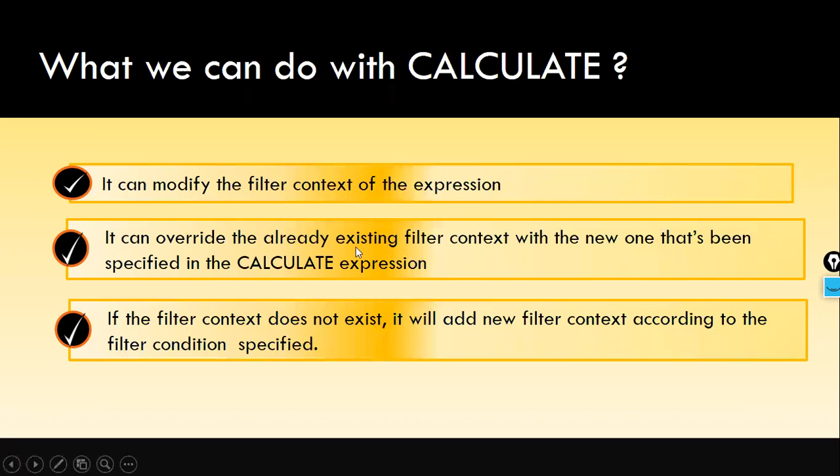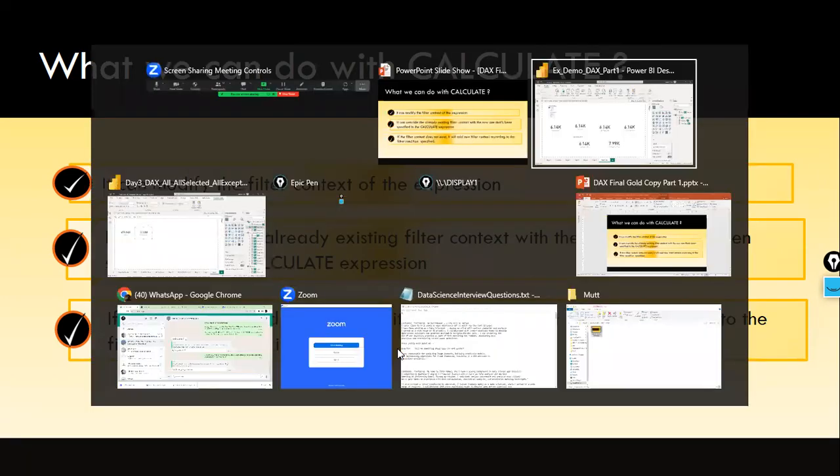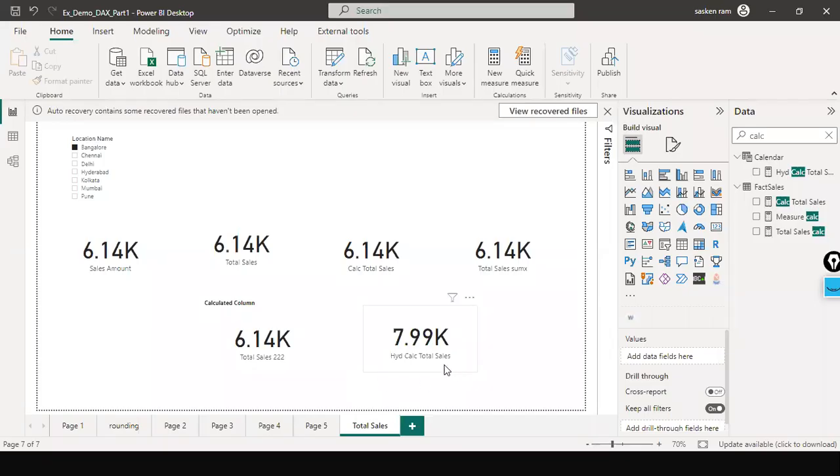That's a filter mode. So you can override the already existing filter context. If the filter context does not exist, it will add a new filter context. In this case, we have added a new filter context, and also using the ALL function, we have overridden the already existing filter context.